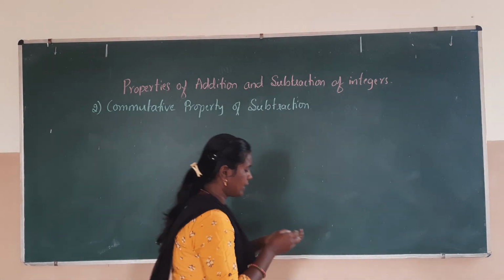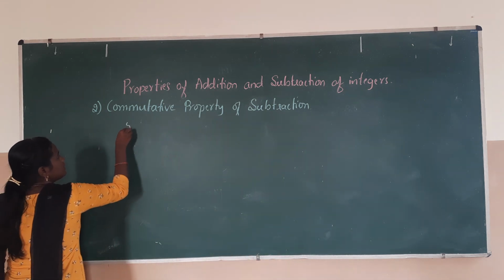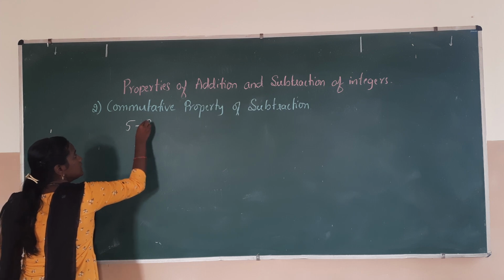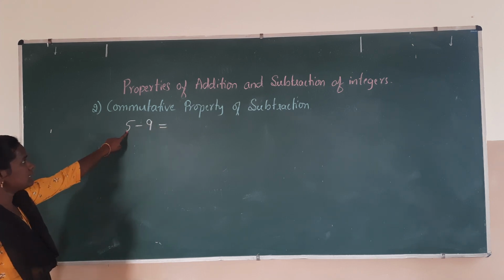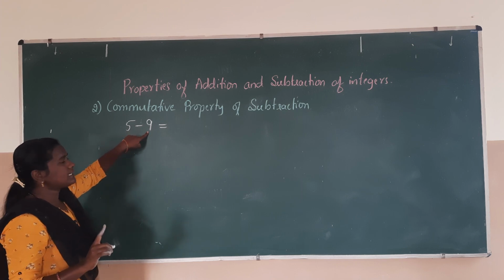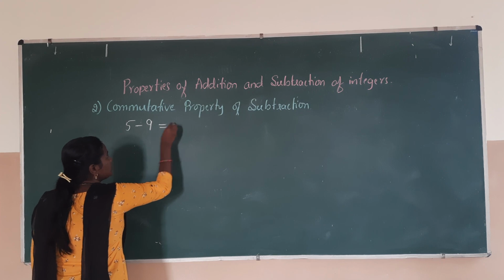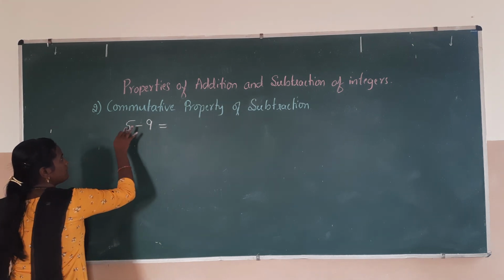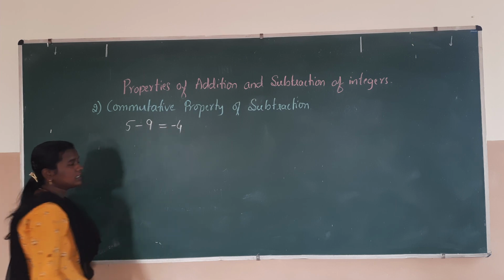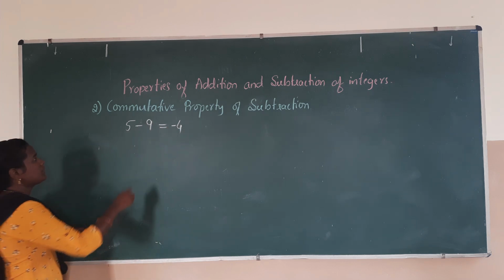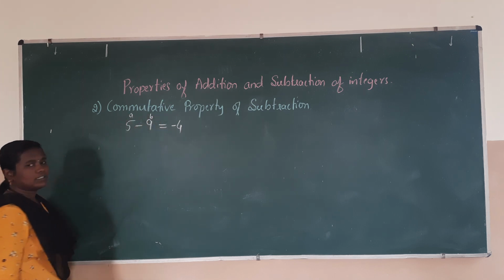Let us check. Now if you are taking 5 minus 9, I will consider A as 5 and B as 9. 5 minus 9: both have different signs, 9 minus 5 is 4, so the bigger number is carrying the negative sign. It is minus 4. I have considered here A as 5 and B as 9.